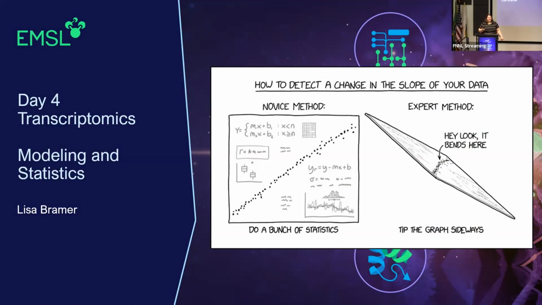I'm going to try my best. There's going to be a lot of formulas on the slides, but it's not necessary that you understand all of them. I'll try my best to give you kind of the high level overview.